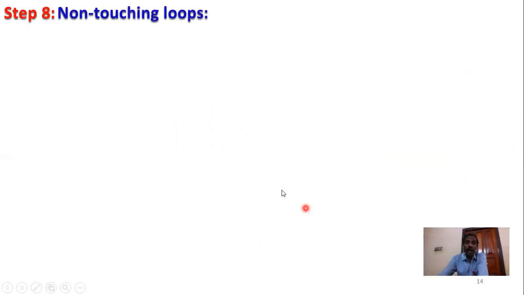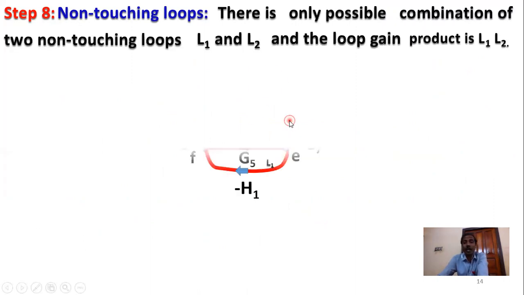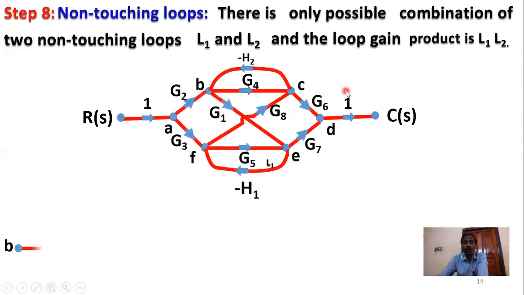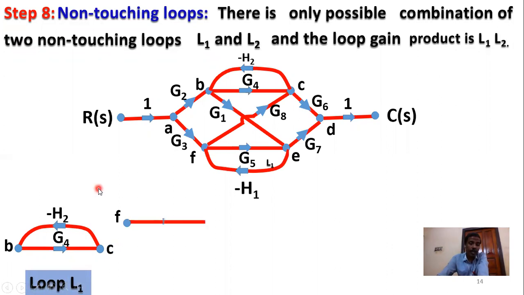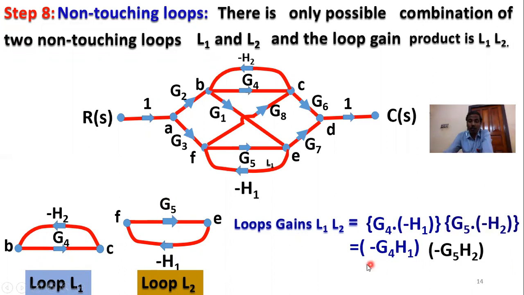Then step number 8, non-touching loops. The only possible combination of 2 non-touching loops is L1 and L2. This loop and this loop do not touch, which is why these two loops are non-touching loops. This one has the gain G4H2, and the other, F to E and E to F, has gain G5 minus H1. So L1 L2 equals G4 H1, G5 H2. This is the non-touching loop product of L1 and L2.